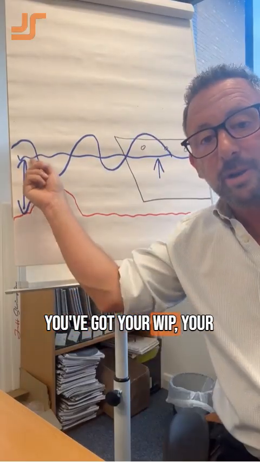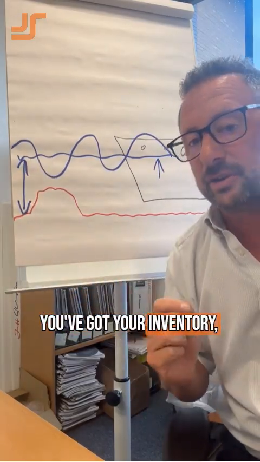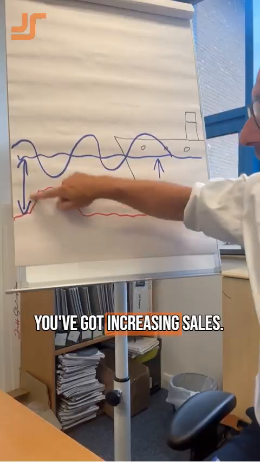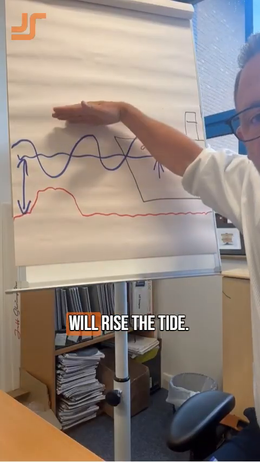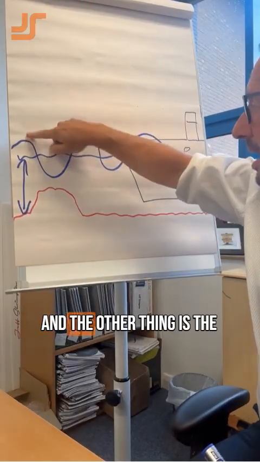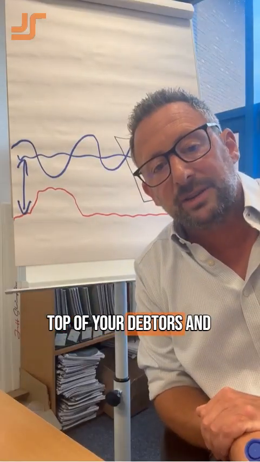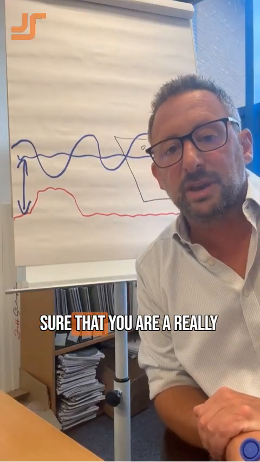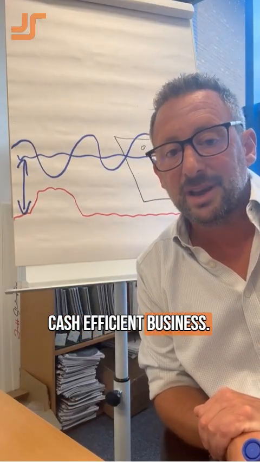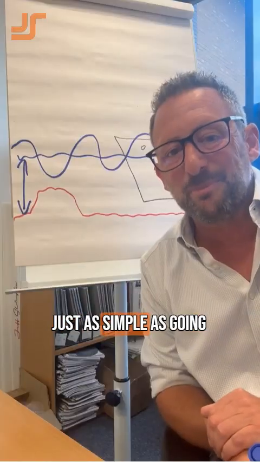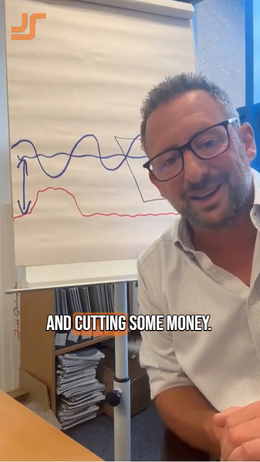You've got your WIP, your work in progress, and you've got your inventory. You've got increasing sales. Both of those things will raise the tide. And the other thing is the ebb and flow of money in the business is getting on top of your debtors and your creditors to make sure that you're a really cash efficient business. So unfortunately, it's not just as simple as going through your overheads and cutting some money.